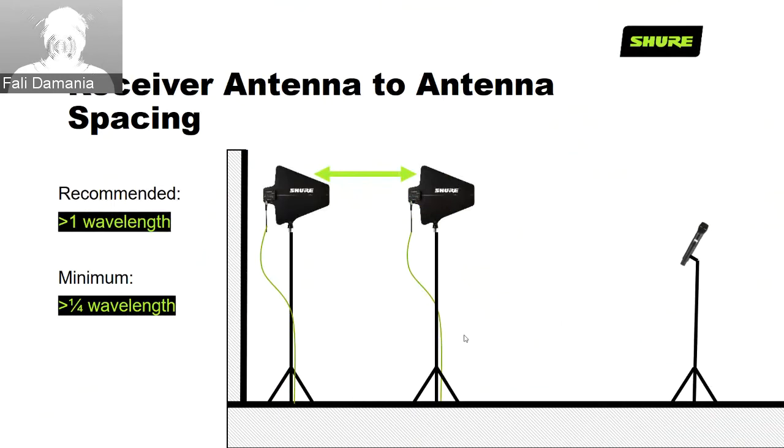Next is the spacing of the two antennas in a diversity situation. Like we said, diversity was a situation where you want at least one of the two antennas to be picking up the best possible RF signal so that you can convert it back into audio. You'd need at least a bare minimum of a quarter wavelength. One wavelength distance is sufficient. So if you're using signals in the range of 500 to 600 megahertz, at least about 2 feet distance between the two antennas is very important.